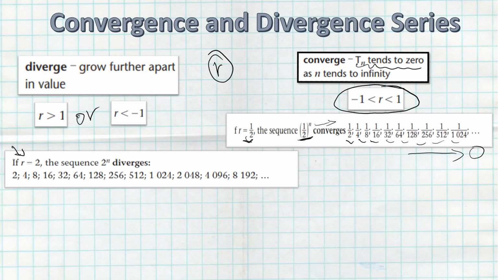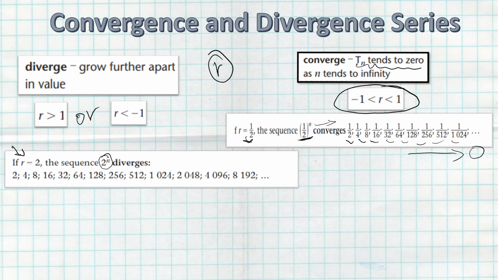If maybe our r is 2, we know that our r is greater than 1, right? And we have a general term as 2 exponent n. It's divergent. Why? As n tends to move to infinity, as n is growing, your values are moving apart from each other. They are not moving closer to 0. They are diverging. They are moving away from each other. So we say the series is divergent.